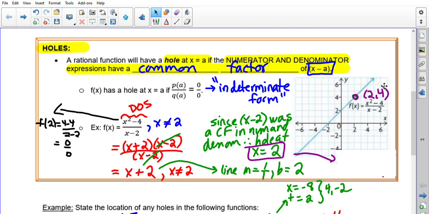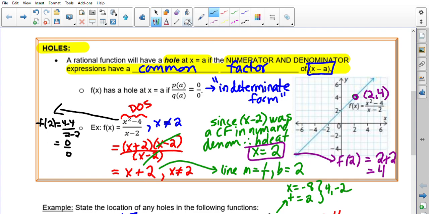If you ever want to figure out what that y-coordinate is, a quick way of figuring that out is just sub that x value into the final equation here, and you will get your answer. Okay, so let me just kind of highlight that there. So when you're finding the corresponding y value, you always sub it into the simplified equation. So the equation after you've done your canceling out.